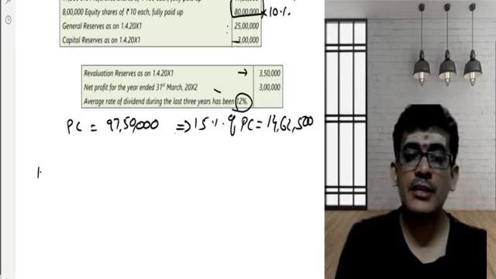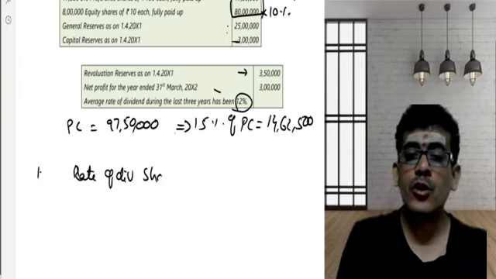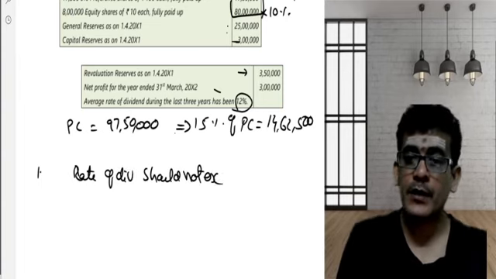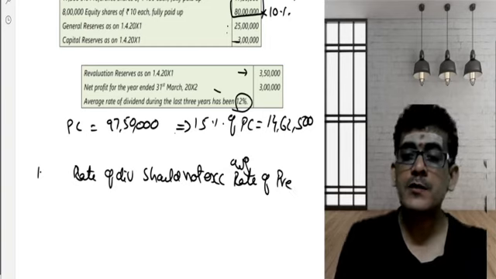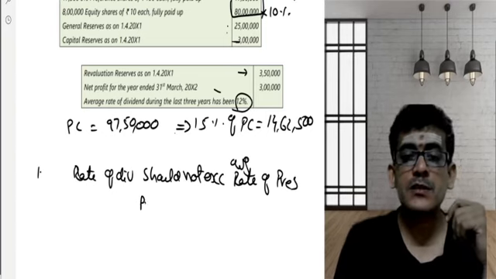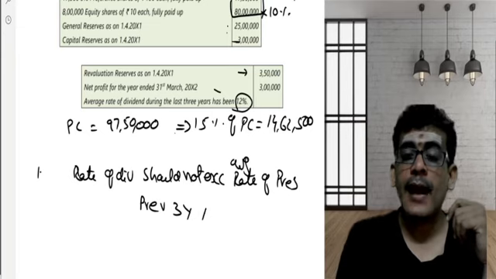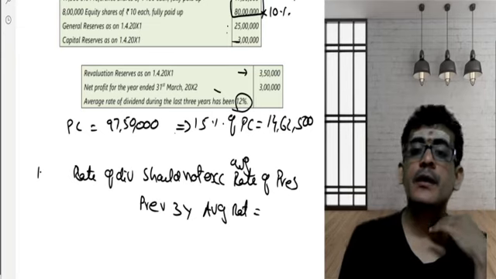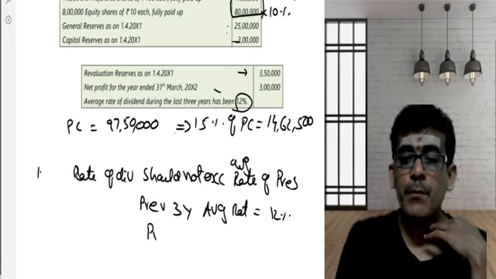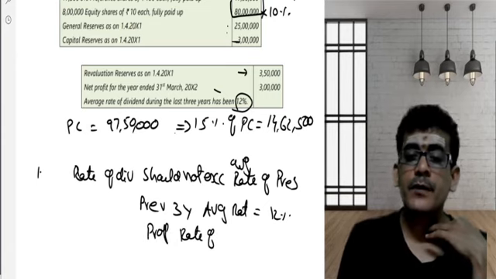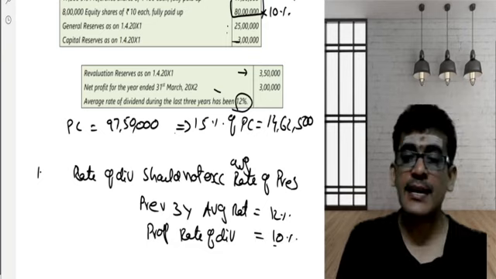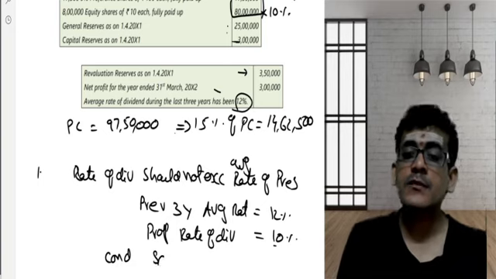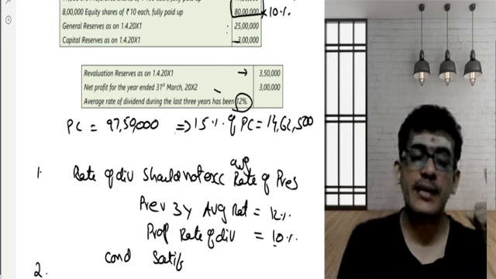So condition number 1 is what? Condition number 1, rate of dividend should not exceed the average rate of previous 3 years. The previous 3 years average rate is 12%. Proposed rate of dividend is 10%. So this condition is satisfied. All the conditions you are supposed to satisfy.